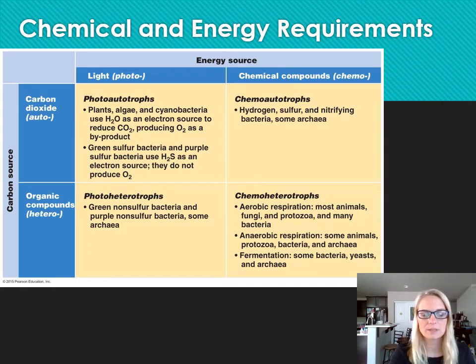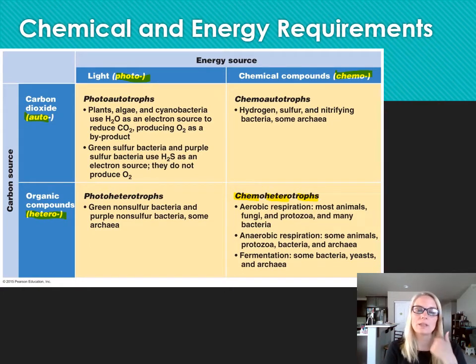So then we have these root words. Photo for light energy, chemo for chemical energy, auto for carbon dioxide carbon, and hetero for organic sources of carbon. So then we can mix and match depending on what the organism does. Let's take a look at what we are, humans and a lot of other organisms. We are chemoheterotrophs. And troph is just a root that kind of means nutrient level or requirement.